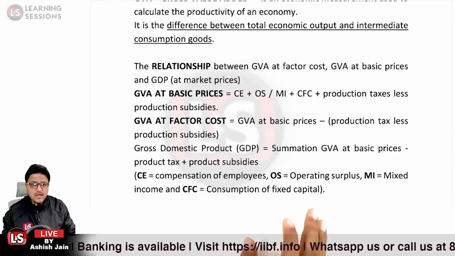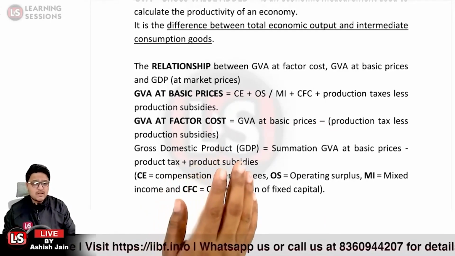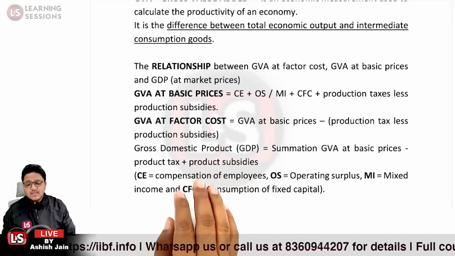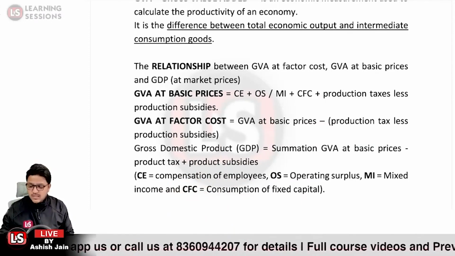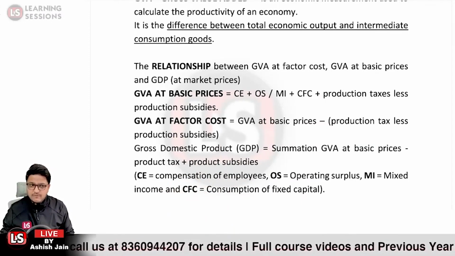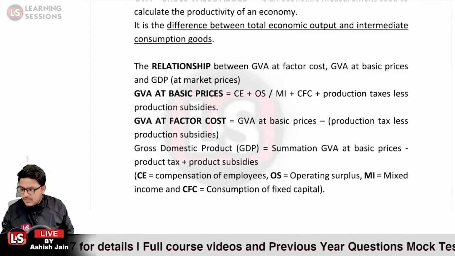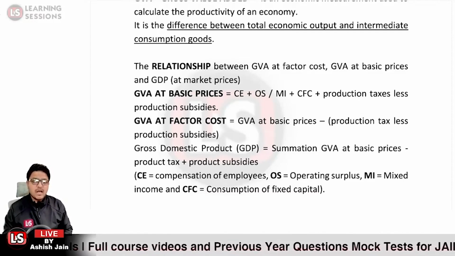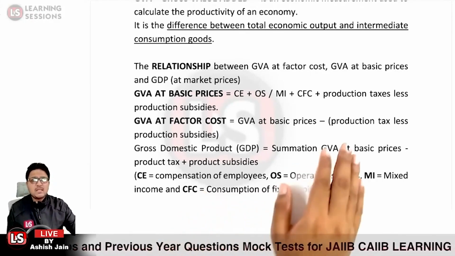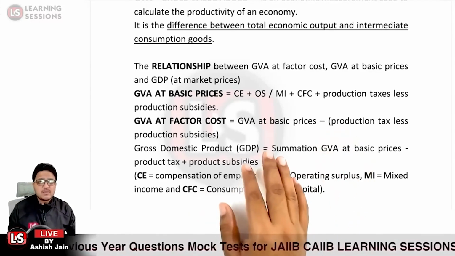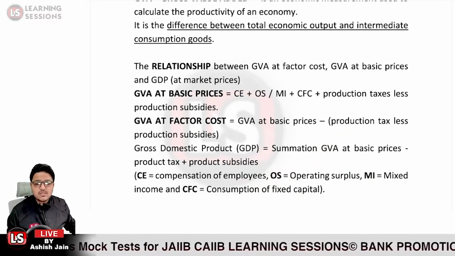GVA at basic prices is equal to CE plus OS plus MI plus CFC, and further the production taxes must be added, and then the subsidies subtracted from it. And GVA at factor cost is equal to GVA at basic prices minus the production tax plus production subsidies, that is, minus the production tax and plus the production subsidies.